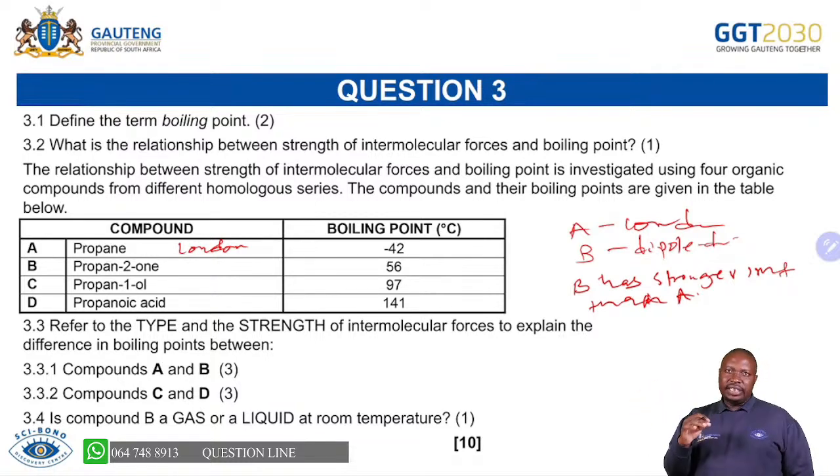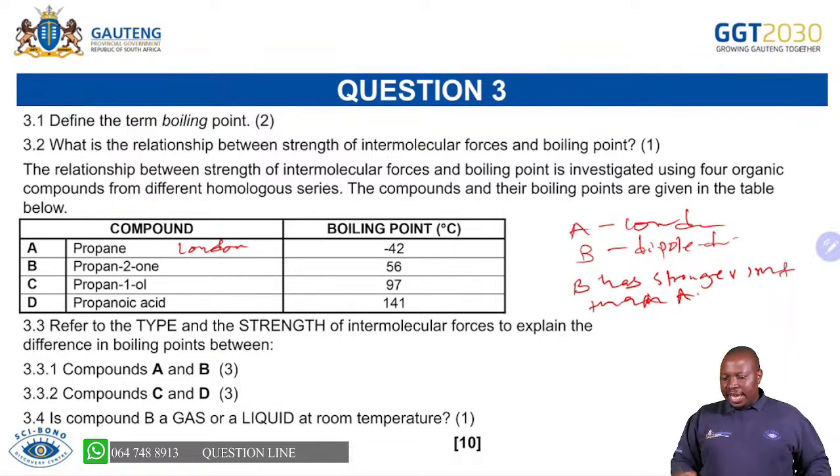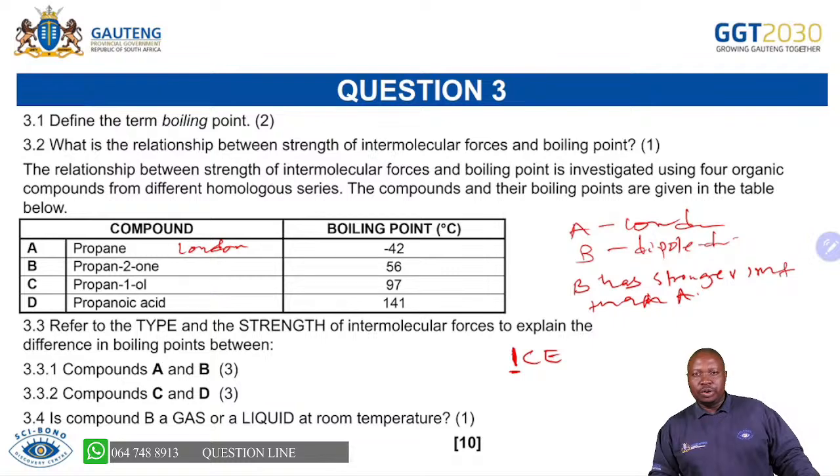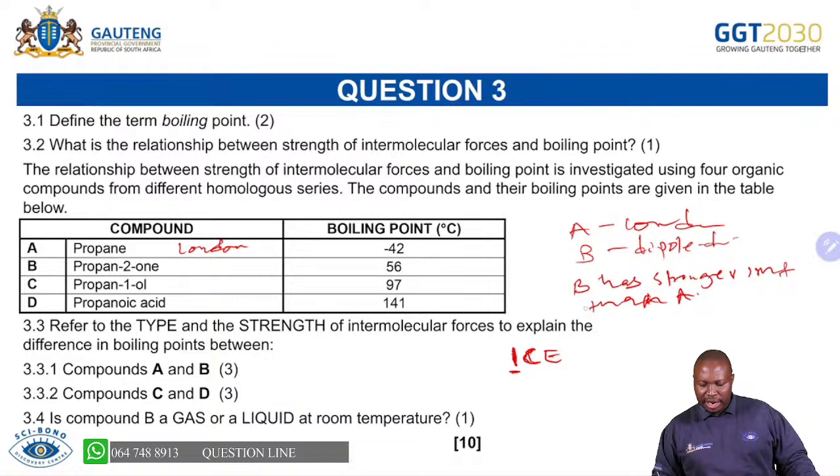And you identify the intermolecular force as London and dipole. Number two, you are comparing the strength. So number one, you look at the intermolecular force. You said it's London force and dipole. And then you compare the strength. Which one is stronger? We are saying B has a stronger intermolecular force than A.